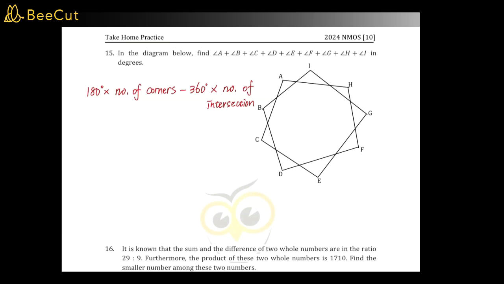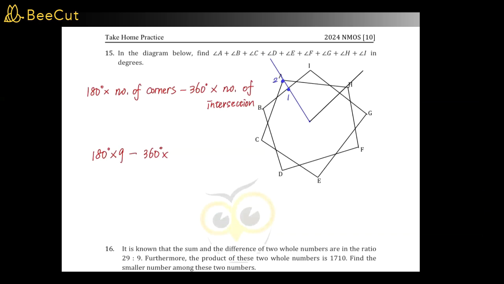Now altogether, we have 9 angles here from A to I. That's 180 times 9. For the number of intersection points, you just choose a random point in the center, connect this to one of the corners, and then we can see there are 2 intersection points. 1, 2.